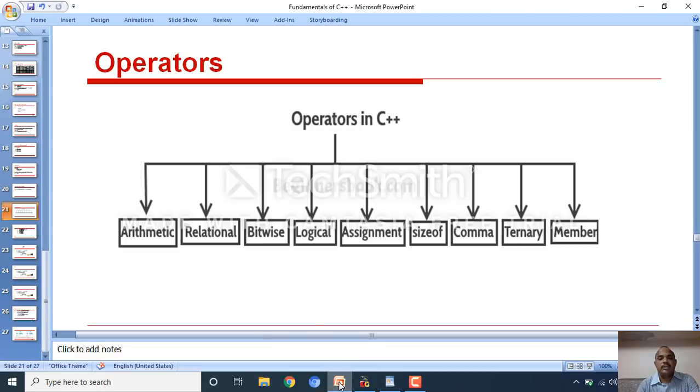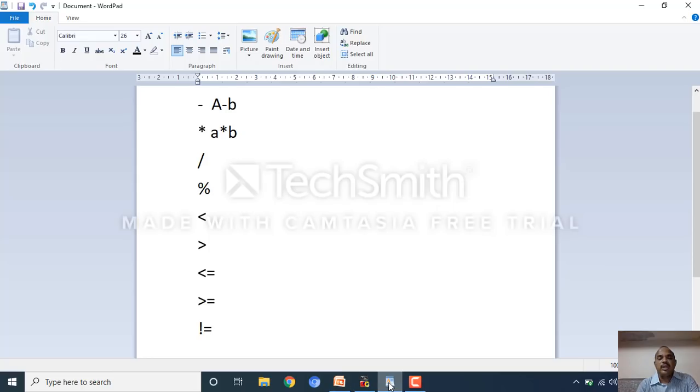Then what are the next operators? Bitwise operators. We know bitwise operators; these are also known as bit manipulation operators. This is the left shift operator. This is the right shift operator. This is the complement operator, the one's complement operator. Then the bitwise AND operator and the bitwise OR operator. These are all the bitwise operators: left shift, right shift, negation, bitwise AND, bitwise OR.